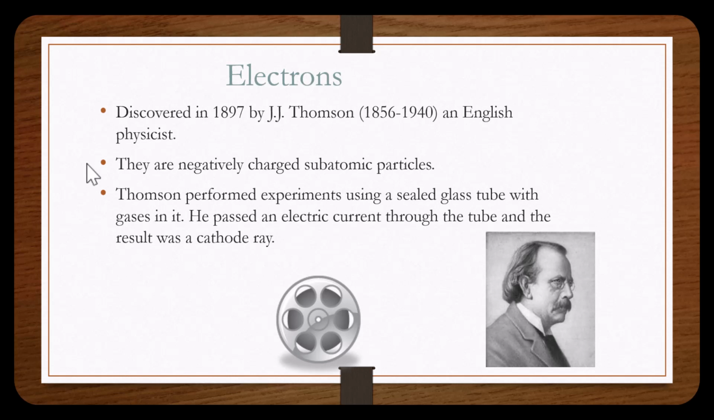Some years before this proposed model, Thomson discovered the subatomic electron, saying they are negatively charged subatomic particles. Thomson performed the experiment using a sealed glass tube with gases in it. He passed an electric current through the tube, and the result was a cathode ray.